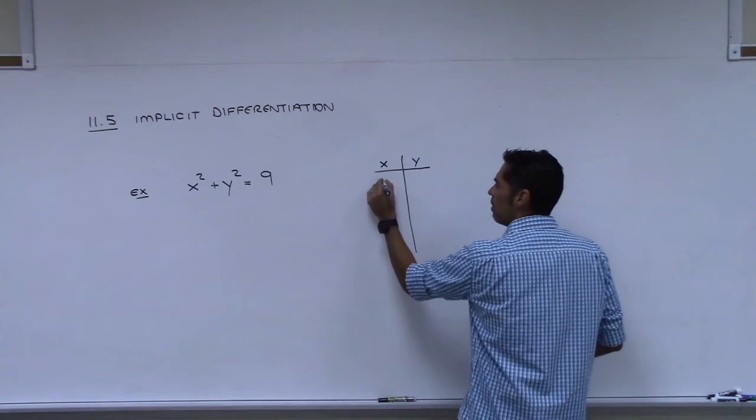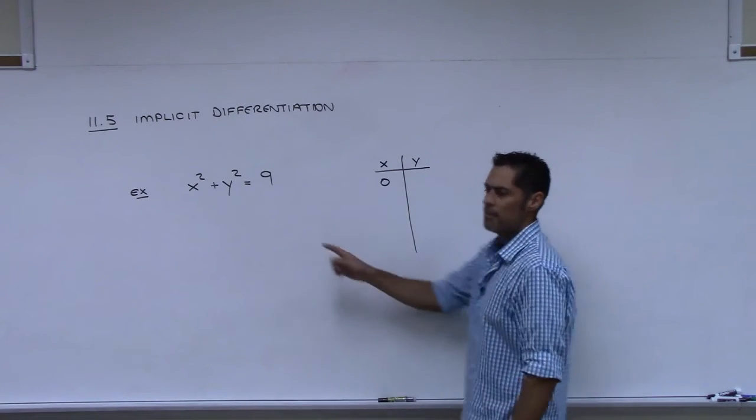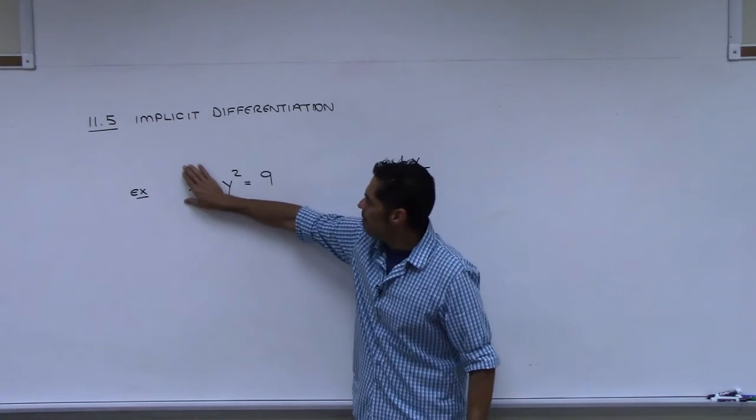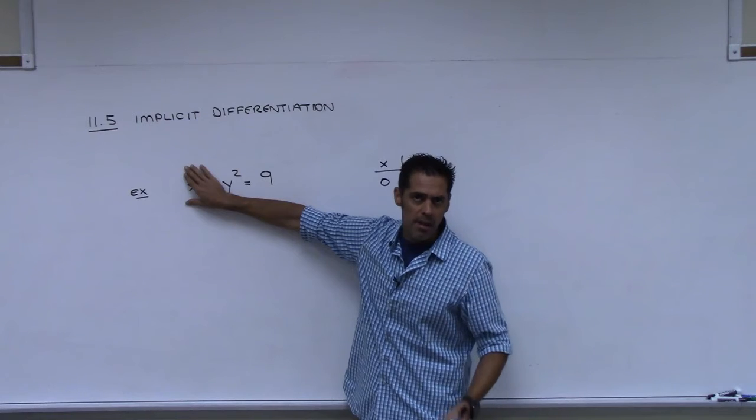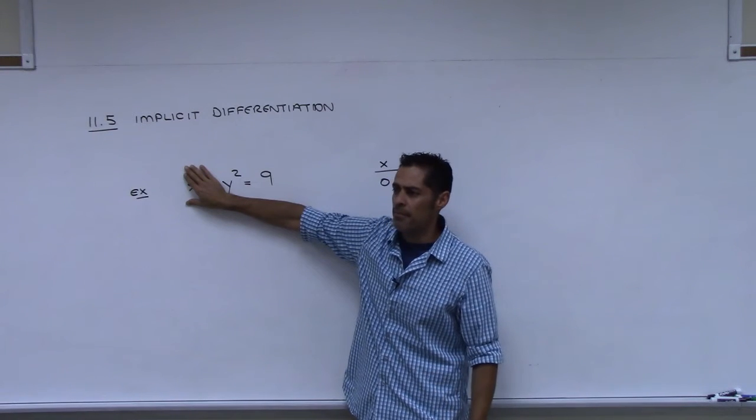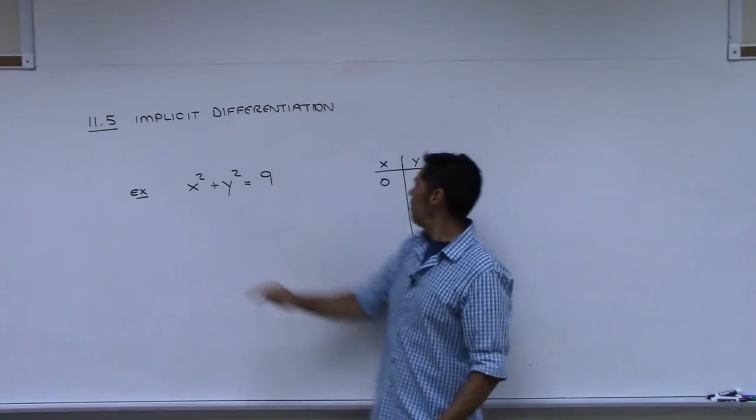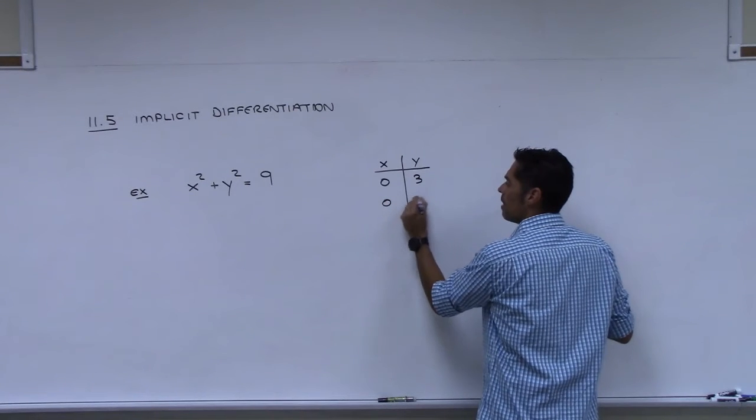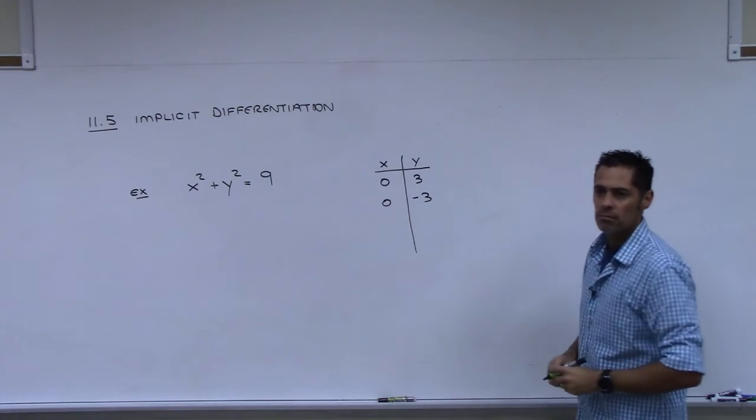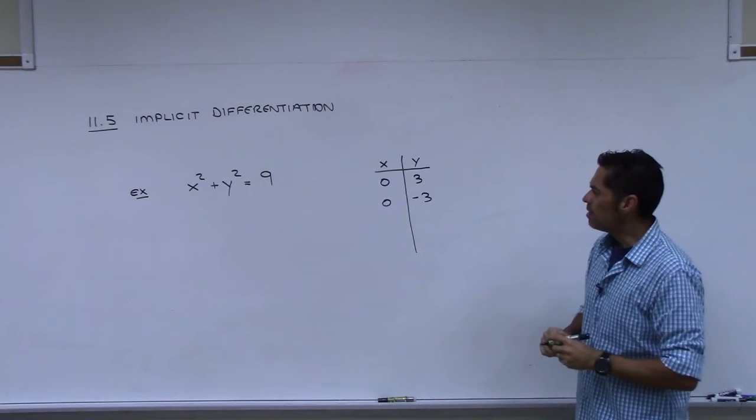So like for example, if I plug in 0 for x, then that means y squared has to be 9. Do y'all see that? And what number squared is 9? 3 or negative 3. Do y'all agree with that? So if x is 0, y could be 3, or it could be negative 3. Make sense?